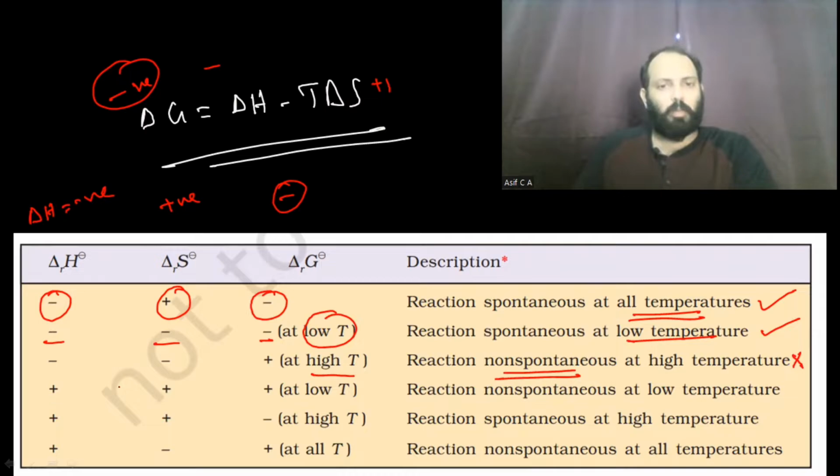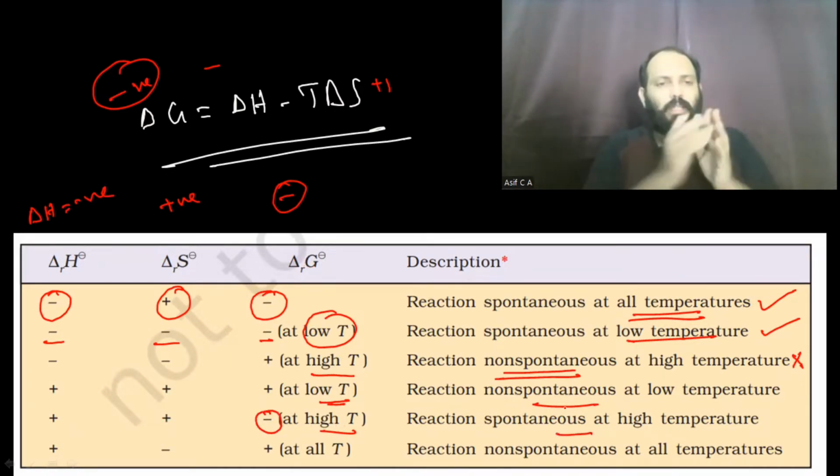Then ரெண்டுமே பாசிட்டிவா இருந்துச்சுன்னா, if delta H is positive, delta S is positive, what is going to happen? Delta G is positive at low temperature, reaction non-spontaneous at low temperature. And if it is at high temperature, delta G is going to be negative, spontaneous. So just opposite ஆகுது. delta H and delta S positive ஆகுற condition வரும்போது high temperature the reaction spontaneous இருக்கும், low temperature spontaneous இருக்காது.